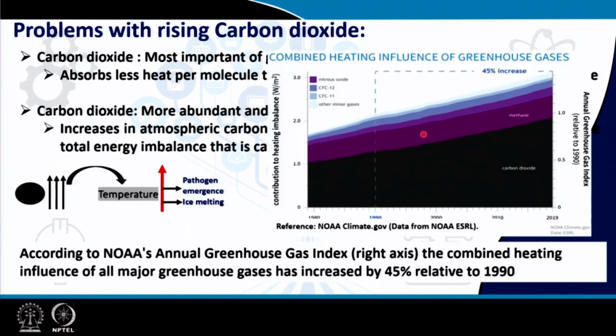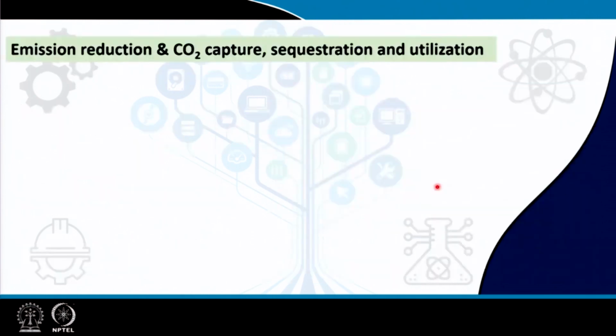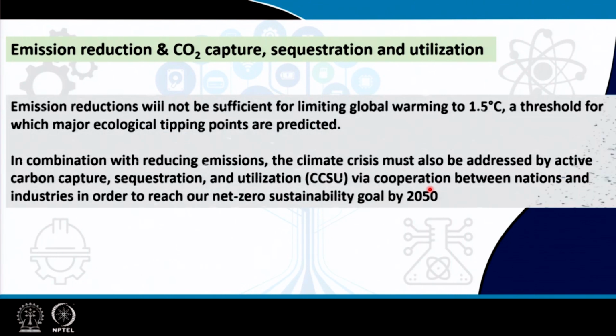And essentially, if you look at the data available from NOAA's annual greenhouse gas index, the combined heating influence of all major greenhouse gases can be seen, and we can identify that the role of carbon dioxide is pivotal. Now, emission reduction and CO2 capture, sequestration and utilization is considered to be one of the priority areas of environmental biotechnology.